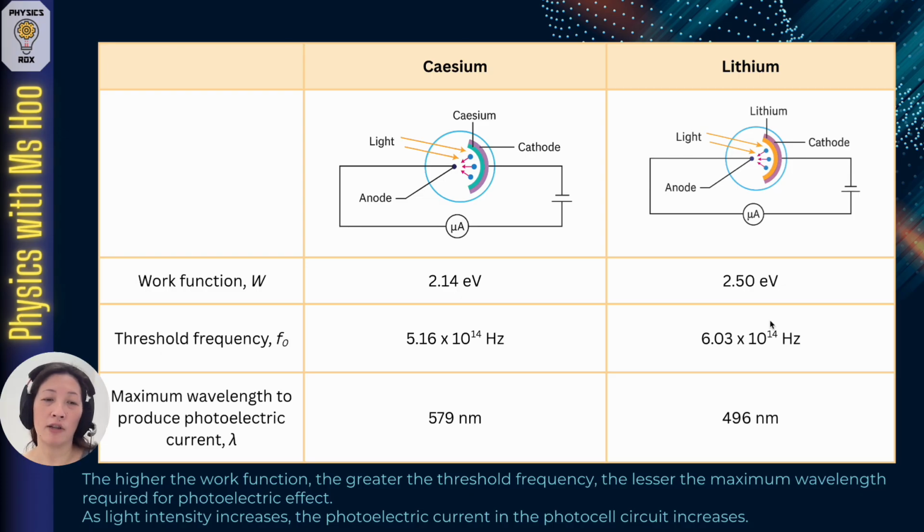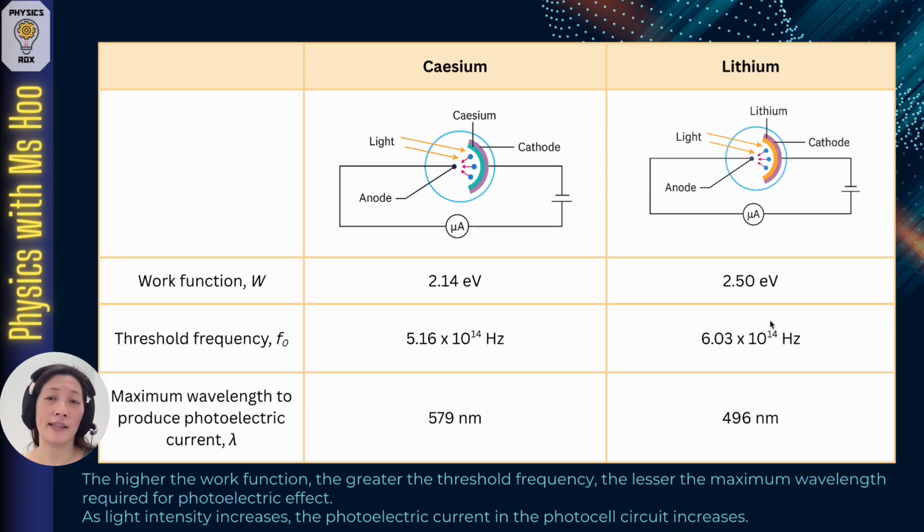The maximum wavelength is of course directly related to the threshold frequency, because if you can recall about light, the greater the frequency, the lower the wavelength. So if the threshold frequency is a minimum frequency needed for the photoelectric effect, therefore, the wavelength has to be a maximum value to produce a photoelectric current. You can actually calculate this directly using c equals f lambda, but anyway, the values are written here for you. Cesium has a maximum wavelength of 579 nanometers compared to lithium's 496 nanometers.